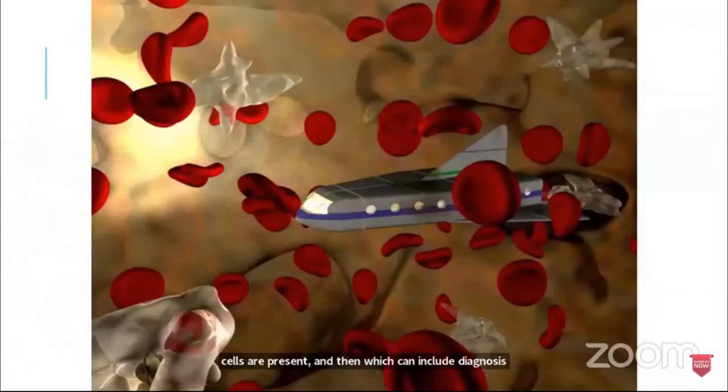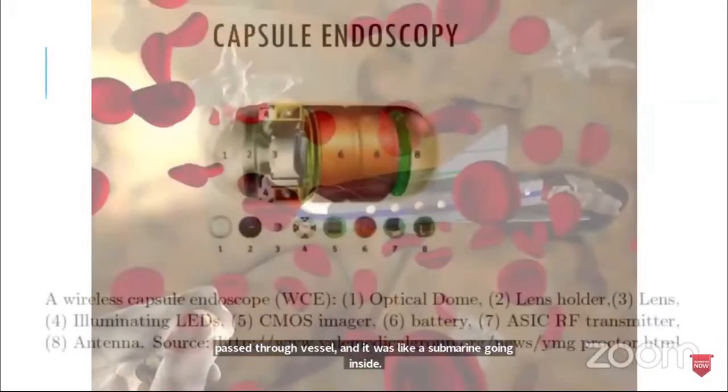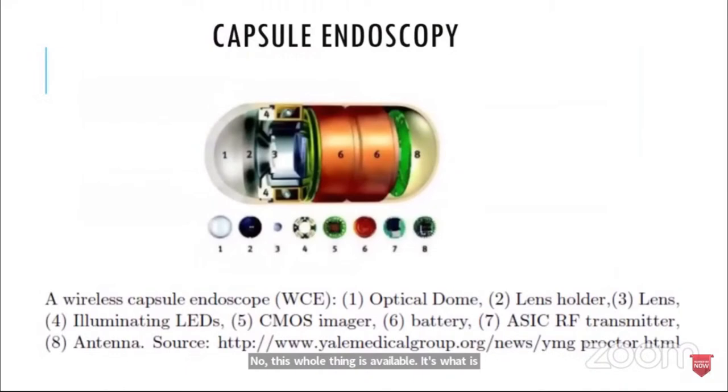You might have heard about a movie called Fantastic Voyage, where everybody was miniaturized and passed through a vessel, and it was like a submarine going inside. Now, this whole thing is available with something called capsule endoscopy, where there's a capsule with a camera, with a battery, with, say, power to transmit those images. And then you have to just swallow, and then all those images come out.